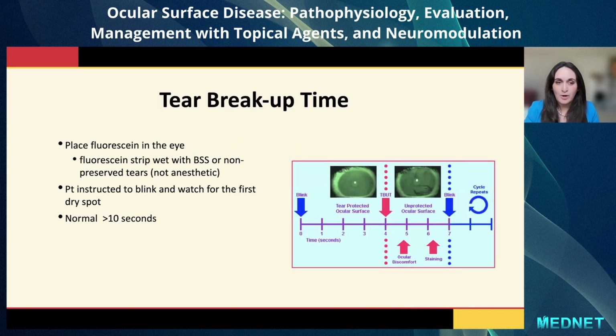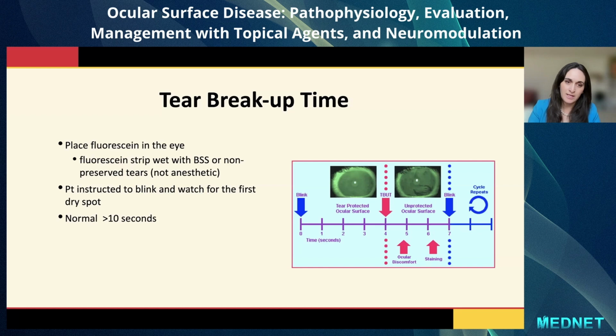So we're going to start with tear breakup time, both how you do it and what it tells you. You place a drop of fluorescein in the eye. I like to use the fluorescein strip as opposed to fluoresce. And you want to make sure to use balanced salt solution or non-preservative tears, because an anesthetic can change how this test functions.